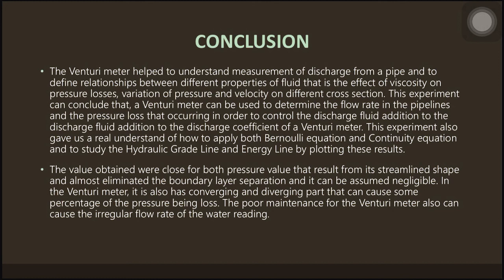The values obtained were close for both pressure values, resulting from its streamline shape, and almost eliminated boundary layer separation, which can be assumed negligible. The venturimeter also has a converging and diverging part that can cause some percentage of the pressure to be lost. The poor maintenance of the venturimeter can also cause an irregular flow rate of the water.